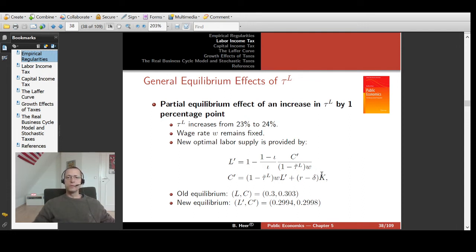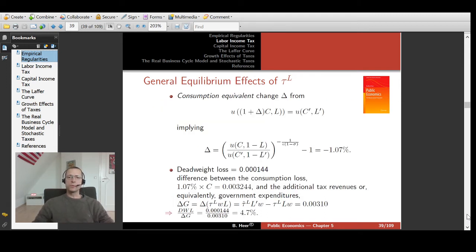We compute the new optimal consumption C prime and the new optimal labor supply L prime from these two equations, which are the budget constraint and the first order condition with respect to labor. I call this partial equilibrium because the wage and the capital stock remain constant at their old steady state values. For this case, we compute the new equilibrium values L prime and C prime equal to 0.2994 and 0.2998.